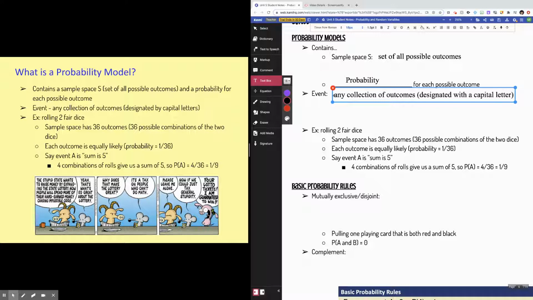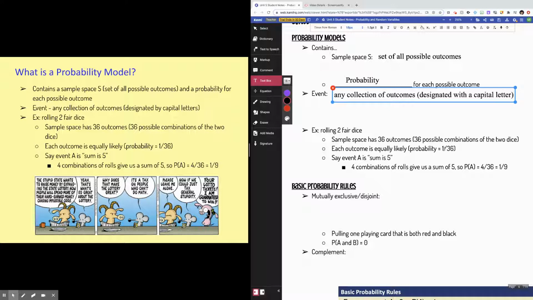The example on the screen here is rolling 2 dice. The sample space has 36 possible outcomes, because you could roll a 1 and 1, 1 and 2, 1 and 3, 1 and 4, 1 and 5, 1 and 6, and then that would repeat for the first number changing. So 36 possible outcomes because there are 36 possible combinations of the 2 dice. Because these are fair dice, each of those outcomes is equally likely, with a probability of 1 out of 36.